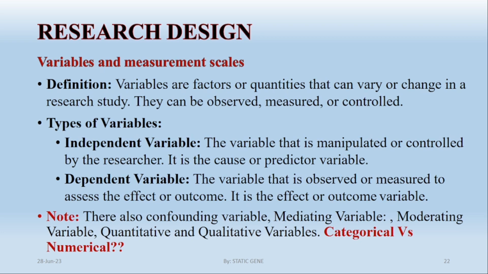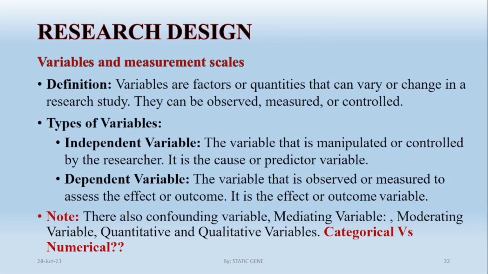Quantitative goes with the numerical, quantity, numerical. Qualitative goes with the categorical. So they tend to play back and forth. But at the end of the day, the most important two are the independent variable and the dependent variable.